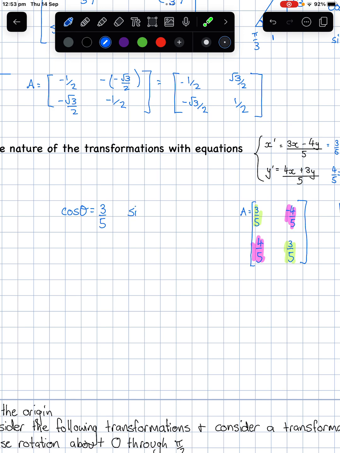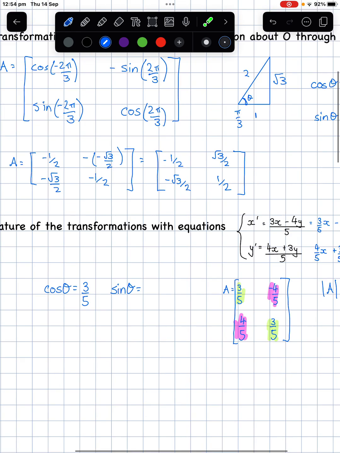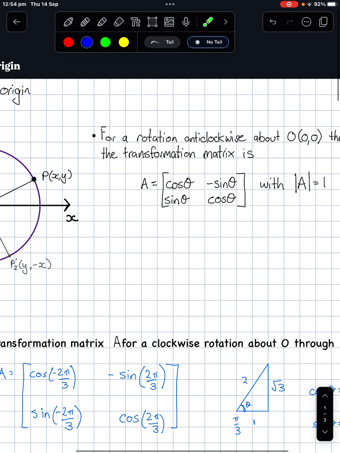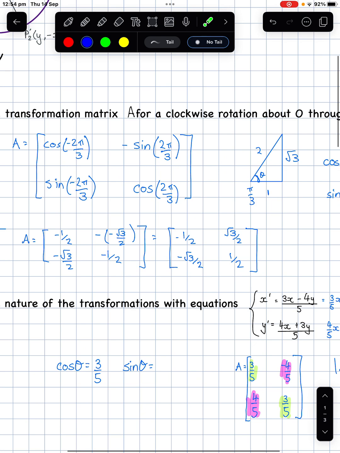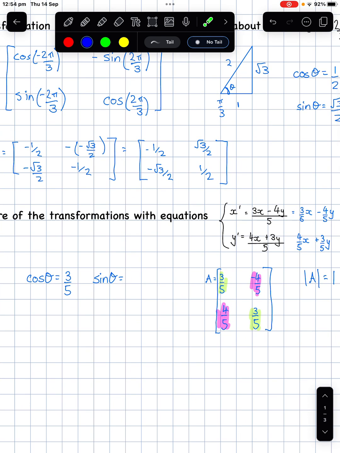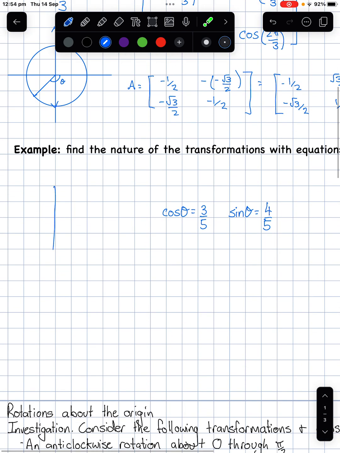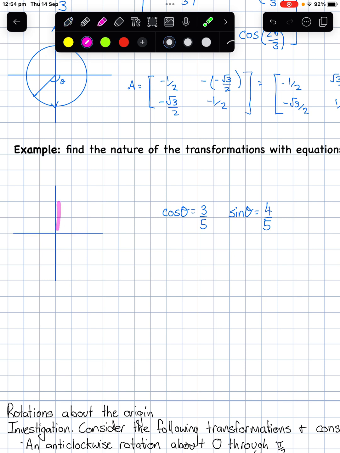Sine theta equals, now, this is where you've got to be careful. Sine theta is this bottom left one. The top one is the negative one. So we're looking at sine theta here equals 4 on 5. Okay, so because sine and cosine are both positive, we're looking at, back to the unit circle. If sine and cosine are positive, it means we're up here in quadrant 1 on the unit circle.